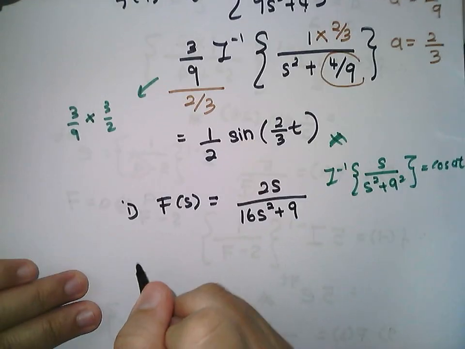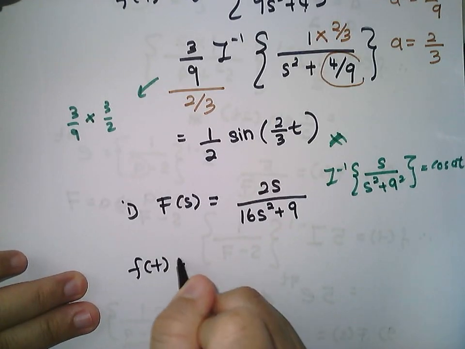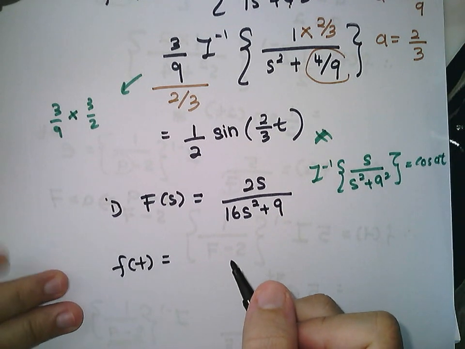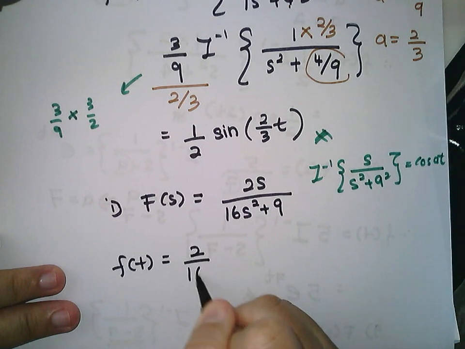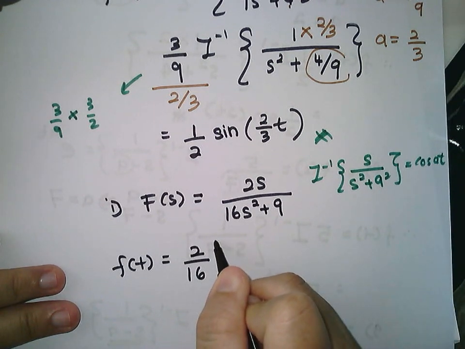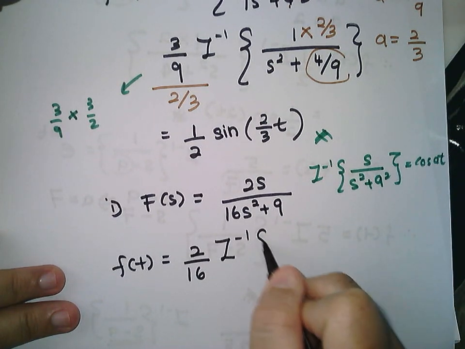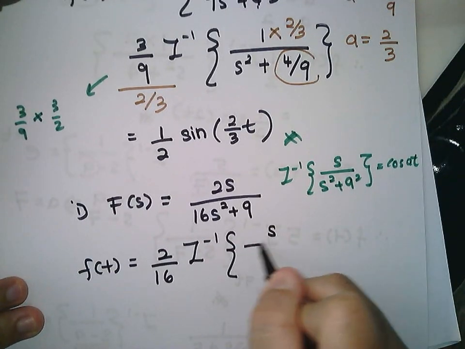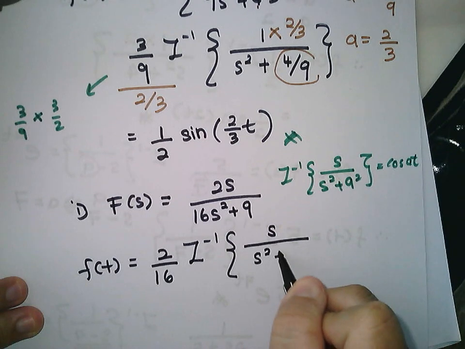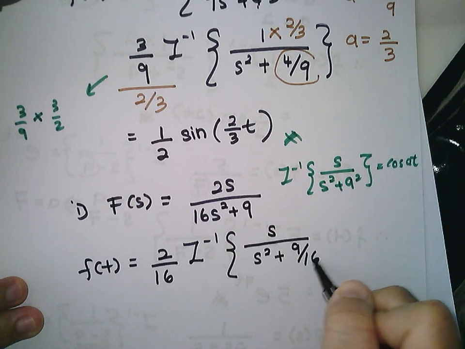So your f(t) is equal to, so what is your constant here? 2 over 16. So factorize this one, you will be left with s over s squared plus 9 over 16.